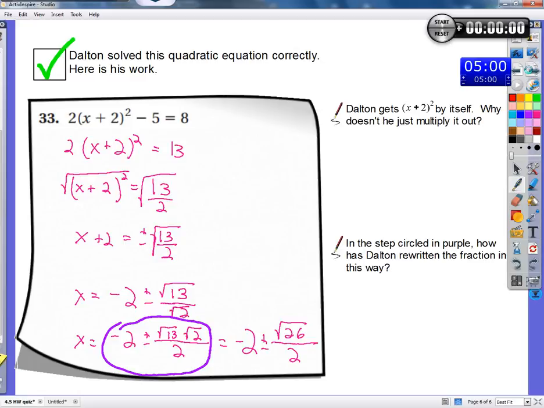Okay, Dalton's done a nice job here. He's done it correctly. He got a big green check. So first you can see that Dalton got x plus 2 squared by itself. Why doesn't he just multiply it out? That's my question.